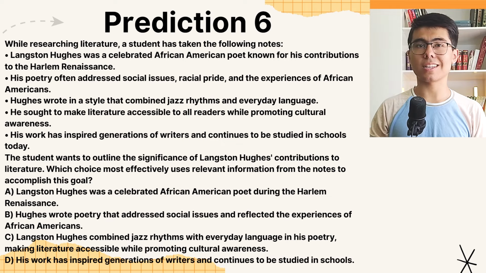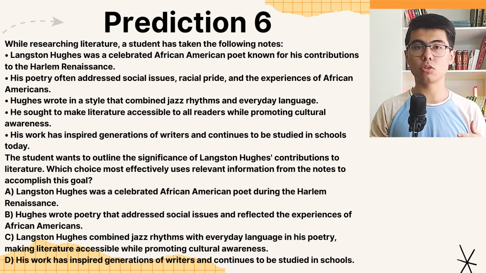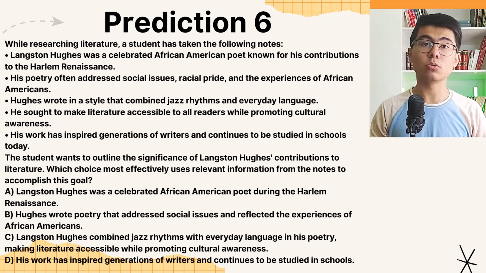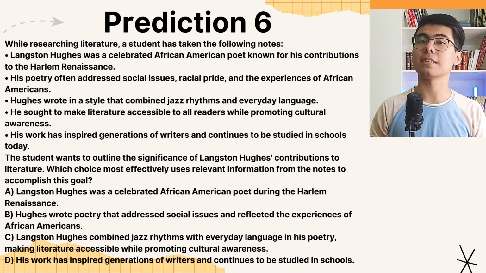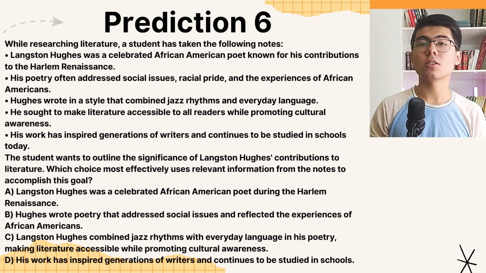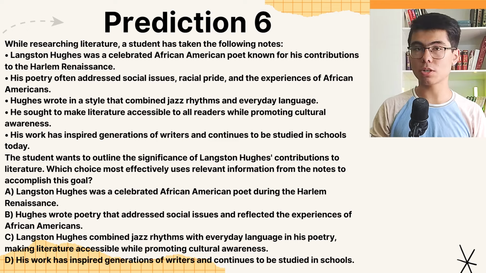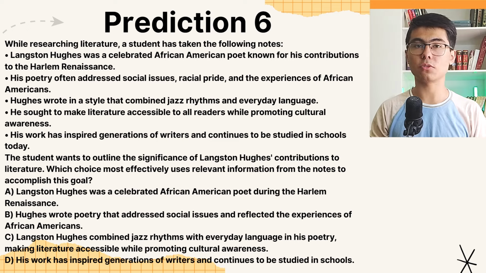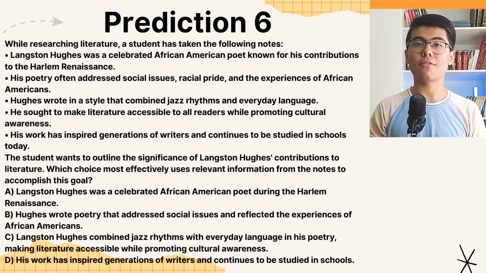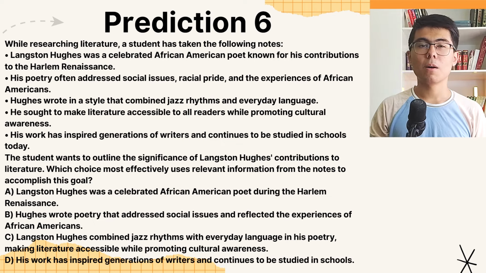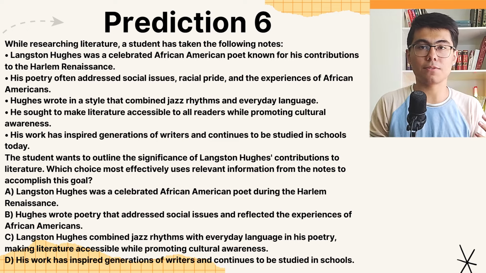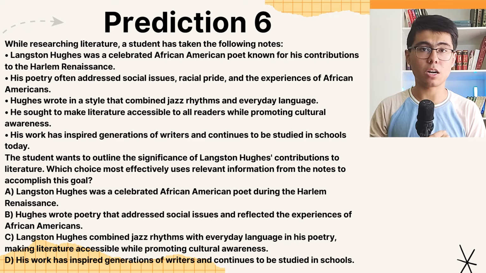Choice A just states that he was celebrated during the Renaissance. That is true, but does it fully convey the significance? No, so you can eliminate it. Choice B mentions his poetry addressing social issues and reflecting experiences of African Americans. Well, this is important context, but it doesn't capture the breadth of his contributions, so it's wrong.